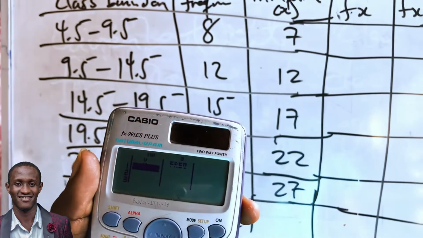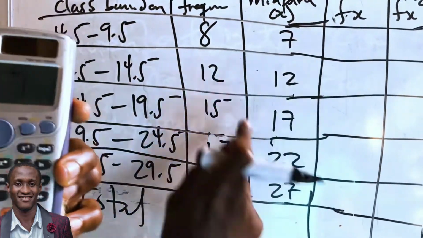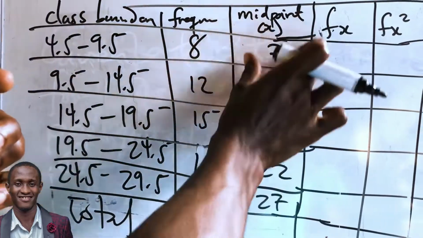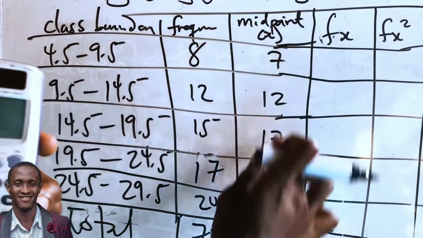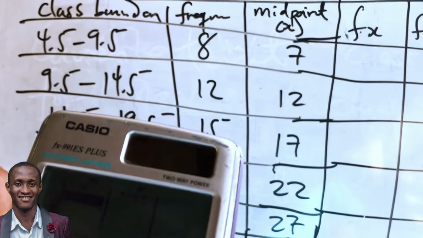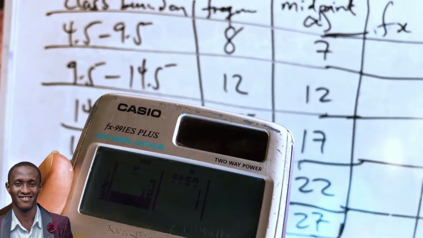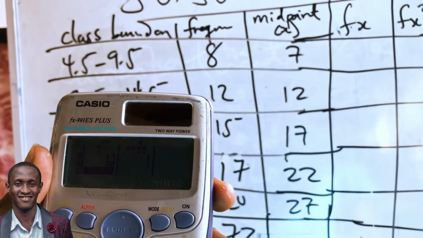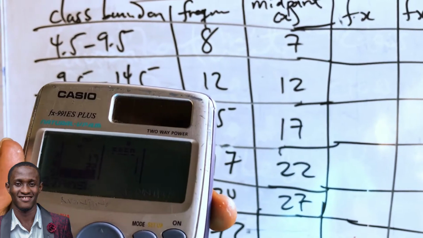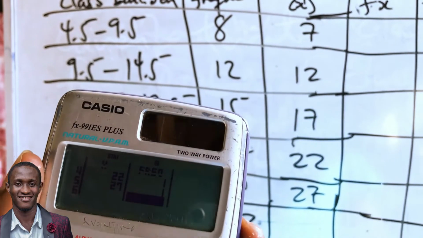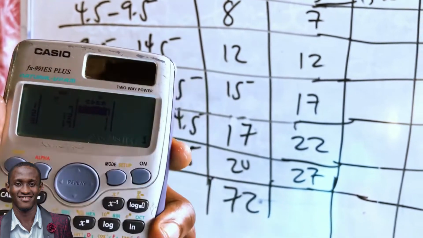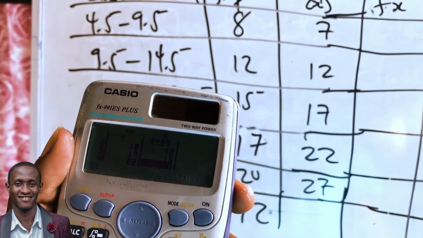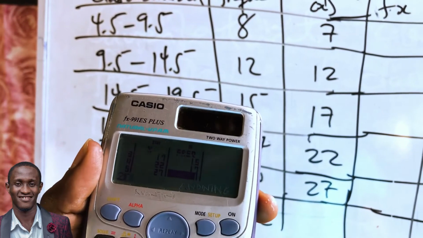So we input the values in. This is the x. Don't mistakenly go and put this one at the x column. And this one, this is the x, this is the frequency. So let's put in the x. So we have 7, 12, 17, 22, and 27. So now I go to the frequency and I fill the frequency parts. 8, 12, 15, 17, and 20.